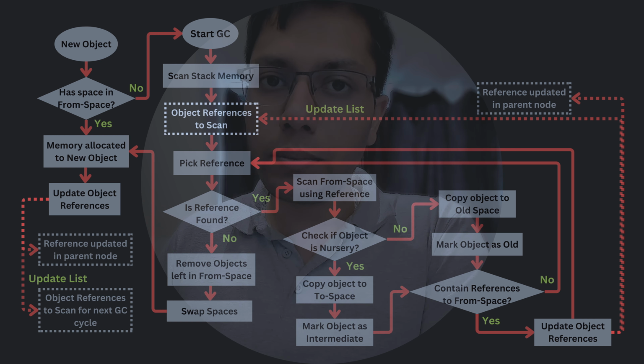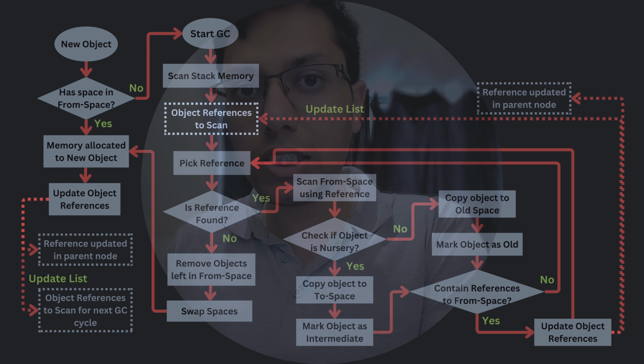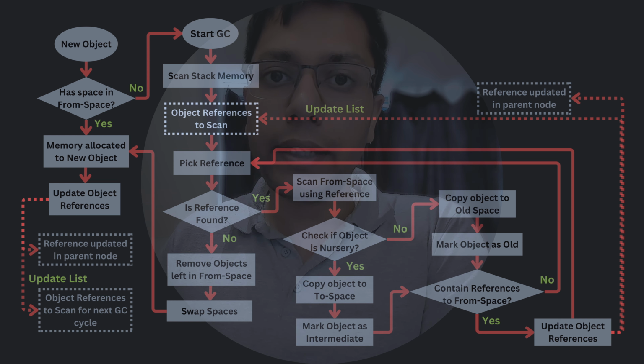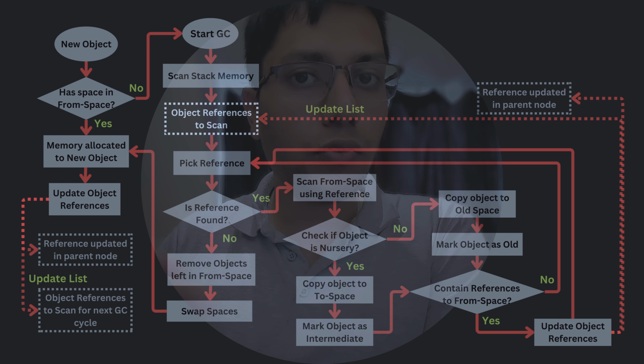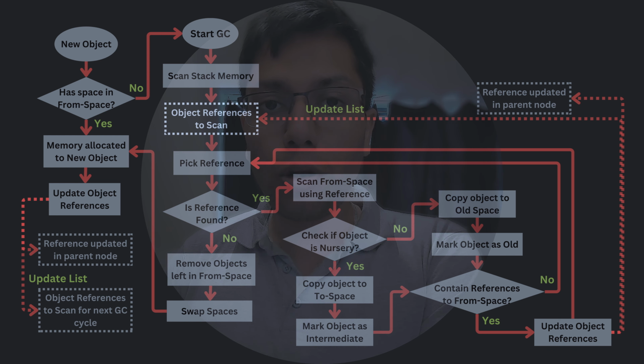Any reference to an object in from space will be added to this list, which means a reference in stack memory that points to from space will be added to this list, which is called a root node, by the way. Or an object in old space or large object space that contains a nested object reference that points to from space will be added to this list. From now on, whenever I say node, I mean object.